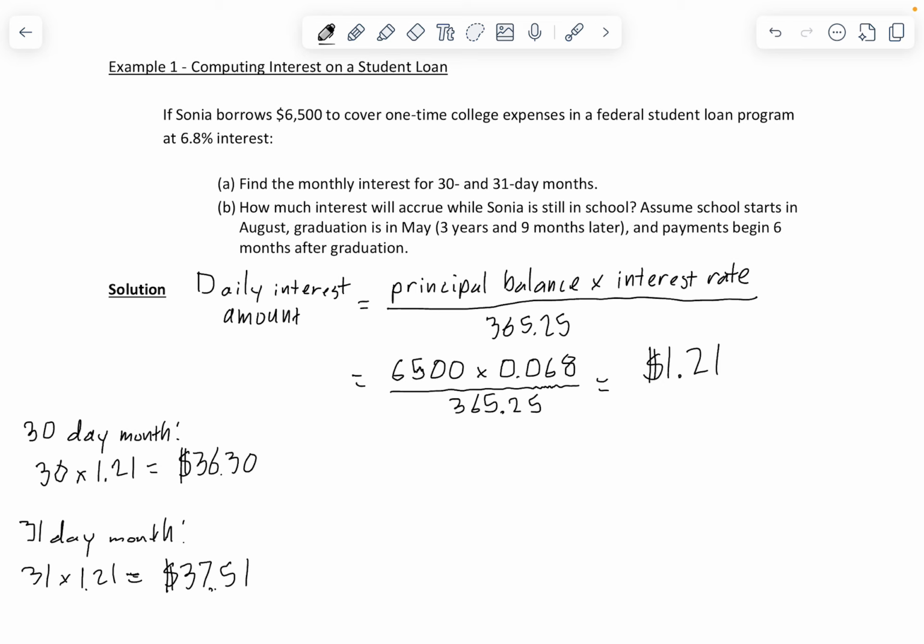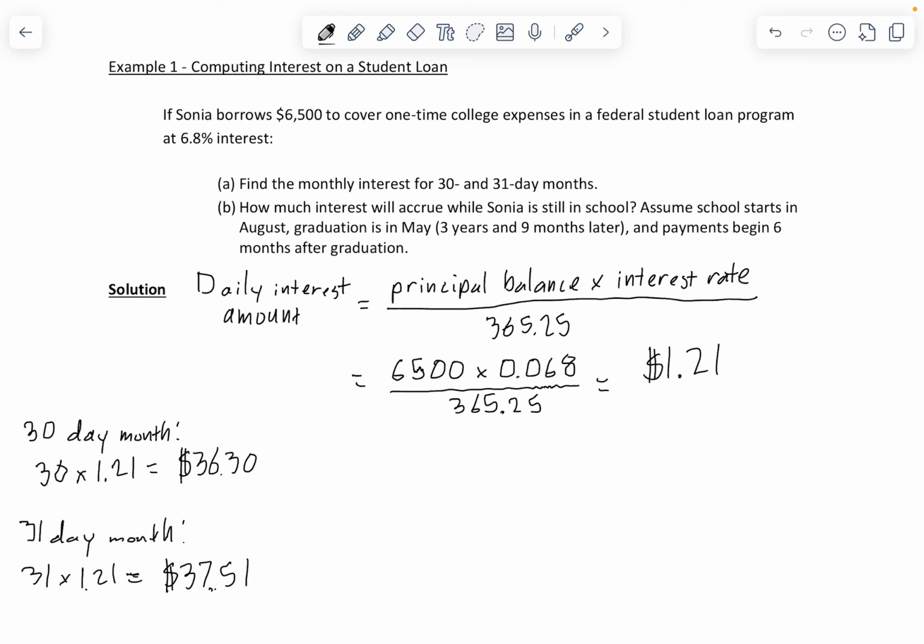Assume school starts in August, graduation is in May, 3 years and 9 months later, and payments begin 6 months after graduation. Okay, so we've got 3 years and 9 months plus an additional 6 months. In total, that is 4 years and 3 months. That's the amount of time that interest will accrue before she starts making payments.